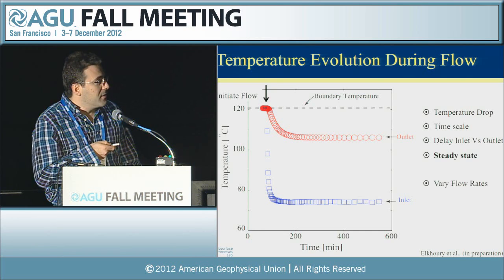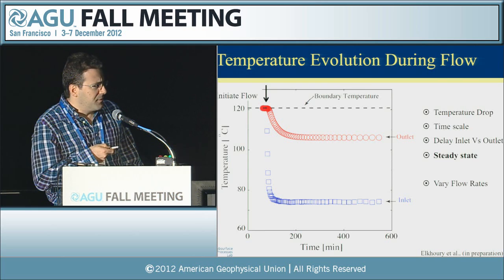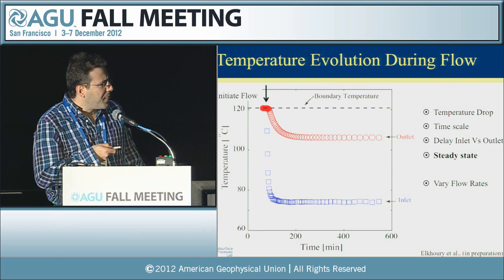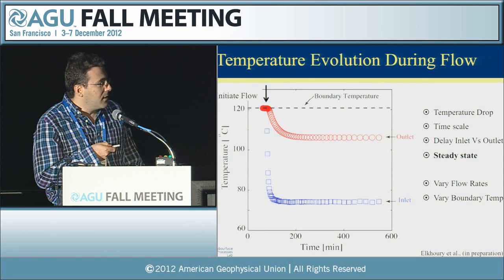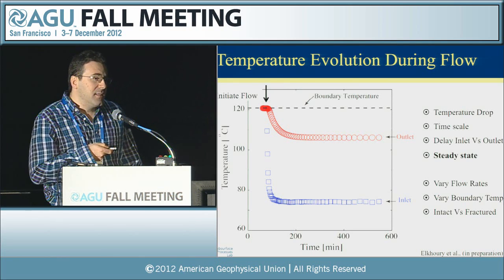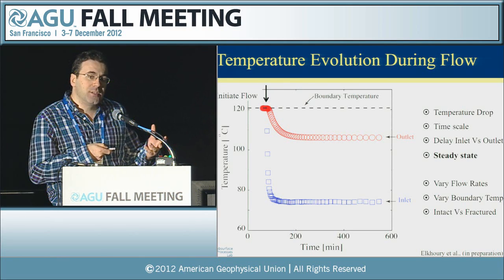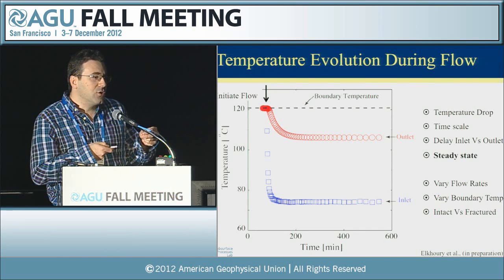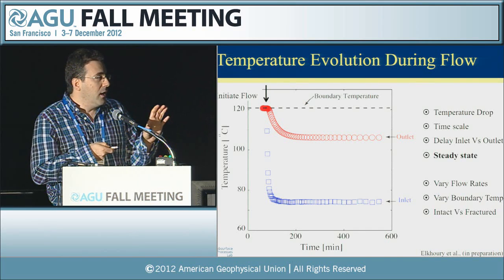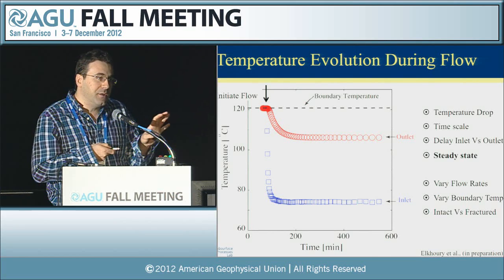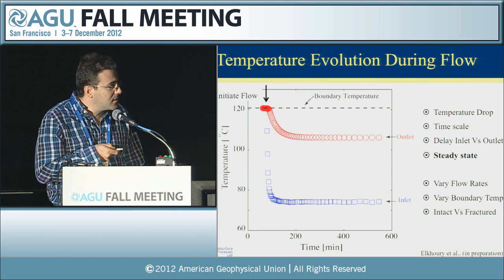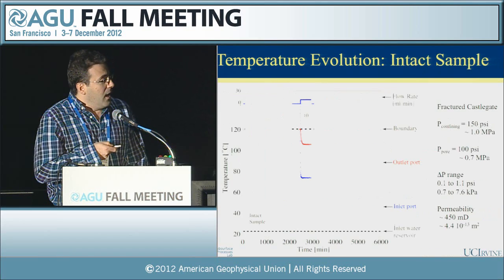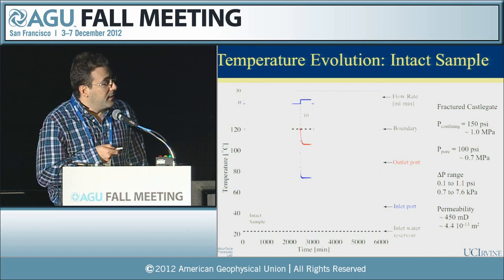We vary the flow rate. In this particular example, it's, I believe, 10 milliliters a minute. So we vary those flow rates. We also vary the boundary temperature. At this point here, we have almost 120 degrees. We vary that as well. And as I said earlier, I showed you a picture of two samples, intact and fractured. So right now, I'm going to try to show you the result from those two samples and compare the effect of the fractured system. Once we are familiarized with this kind of behavior, I will move on to the first results for the intact samples.